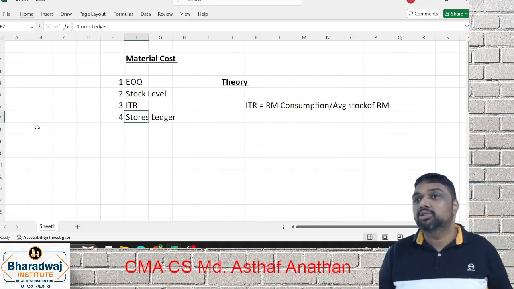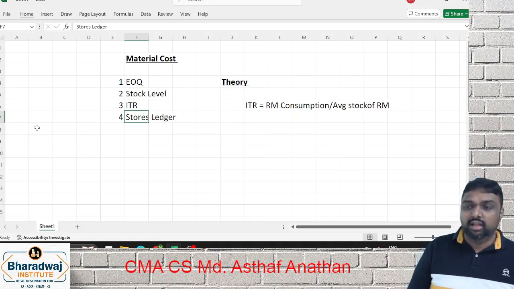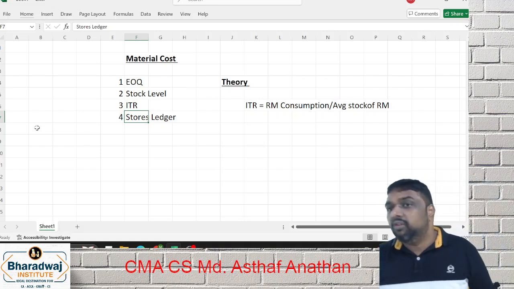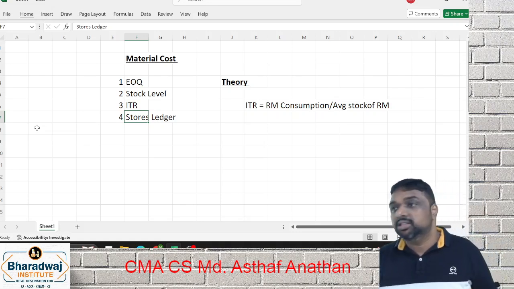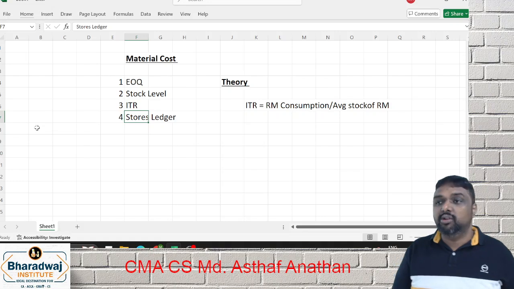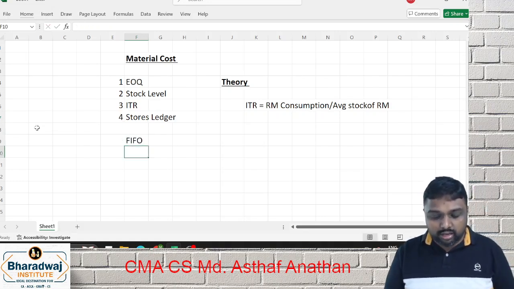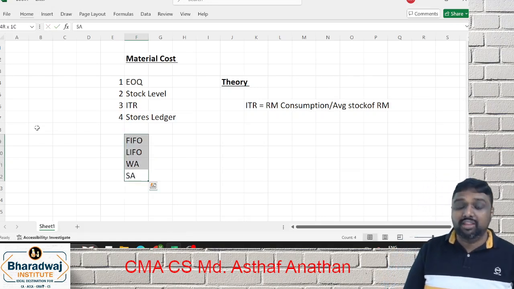Next, finally, is stores ledger. Stores ledger very rarely comes as a 7-mark question. It's very rare because it's also in foundation. Students are learning it in accounts, and some friends are learning it in CBSE. So it's not always coming in your exam. It's a very easy area. We mainly have FIFO method, LIFO method, weighted average, then simple average. These four methods are very relevant for the exam.